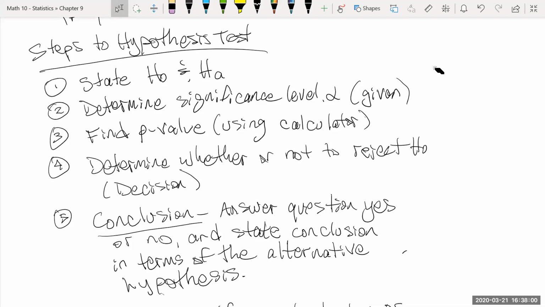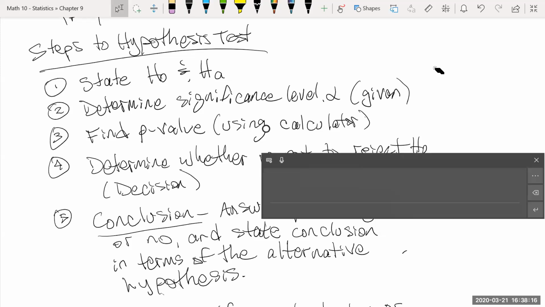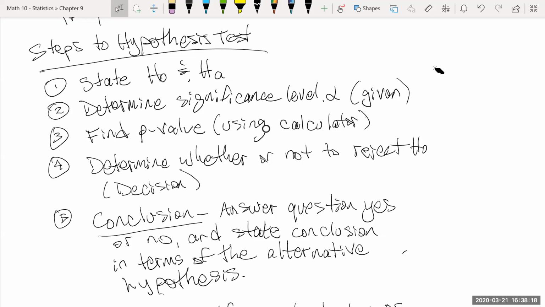The second step, determine the significance level alpha. Now that's going to be given to you in the problem because there's no way you could determine it by yourself. Again, if it's not given, we usually default to 5%. All right, then we're going to actually calculate or find the p-value. Now, when we find the p-value we're going to find it using our calculator. So don't worry about that. So the p-value, we're going to find that on our calculator.